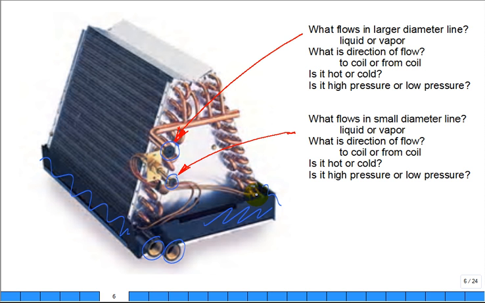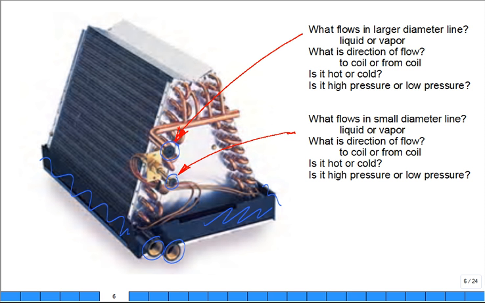And so I asked these questions as review. I want everybody to answer these questions on your sheet of paper. And I'll pause and walk around and make sure that you get this down. So what flows in the large diameter line? Liquid or vapor? That's your choice, right? Is it liquid or vapor that flows in the large diameter line? What direction does it flow in the large diameter line? Does it flow to the coil or away from the coil?